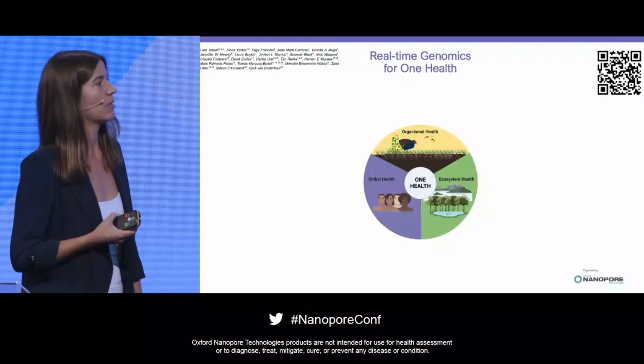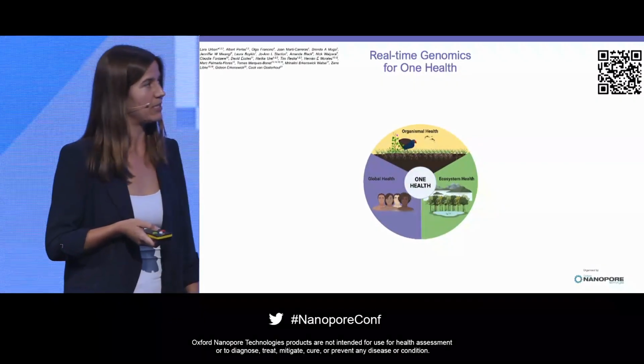I'm very happy to say that we assembled an international and interdisciplinary team of nanopore researchers and put together a perspective and review article that is currently under review, but I made the unreviewed version of it available for you via this QR code, so I would really appreciate any feedback from the community.